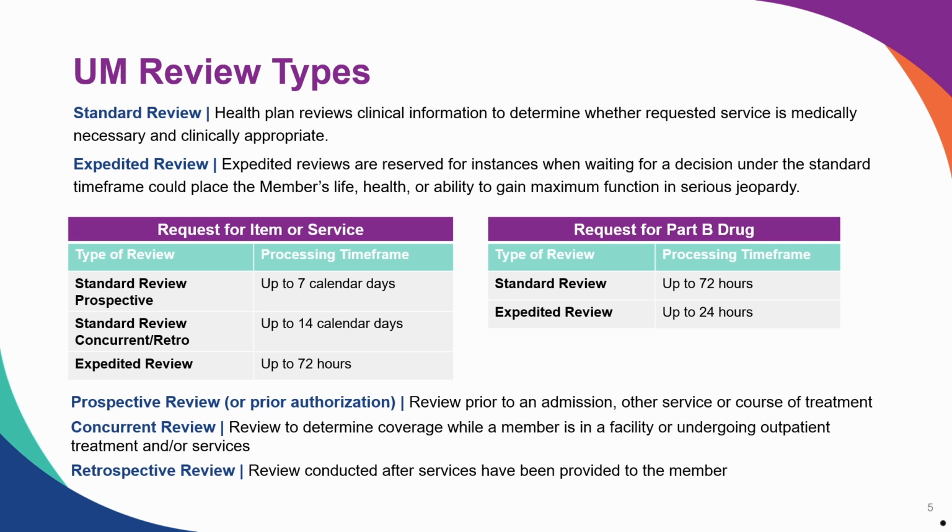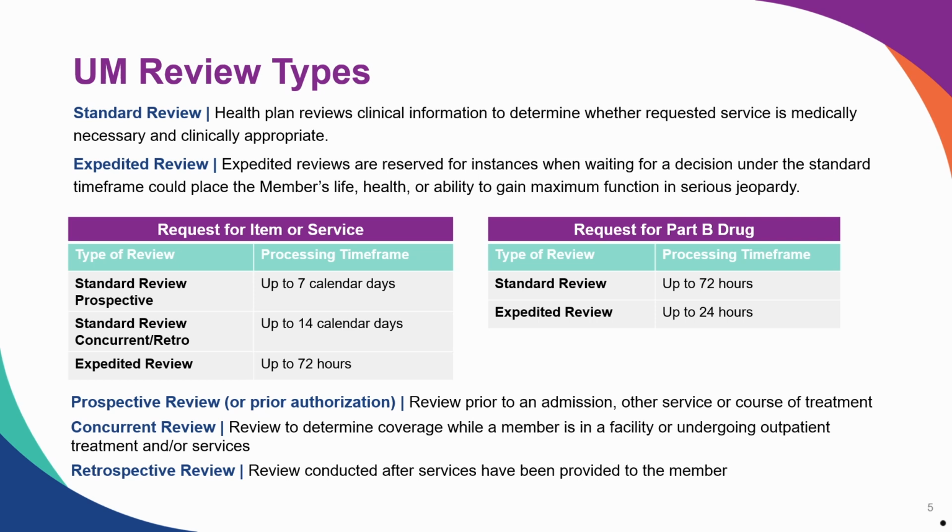Review types. For standard reviews, CMS allows up to 72 hours for Part B medications, up to 14 days for all standard authorizations, retro or concurrent, and 7 days for prospective. As you can see on the slide, it says up to 7 and 14 days, but normally it does not take the team that long. Goals are to return authorizations and complete the reviews within 4 to 5 days.